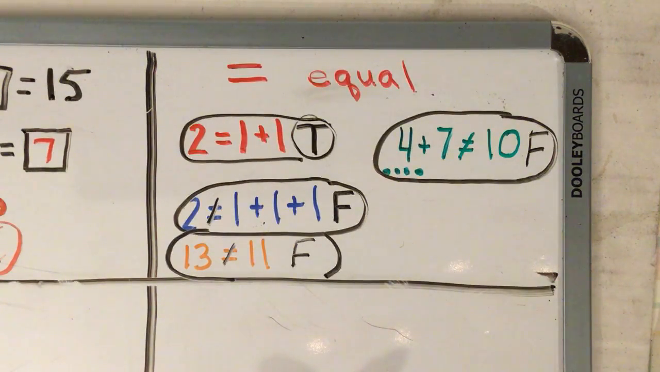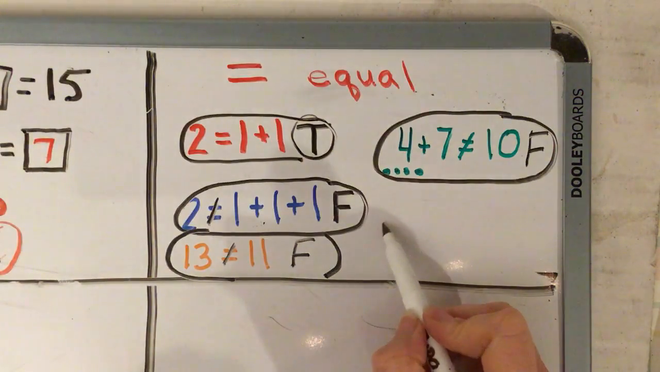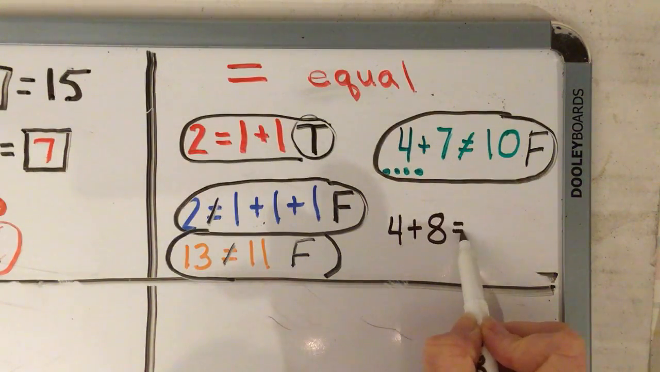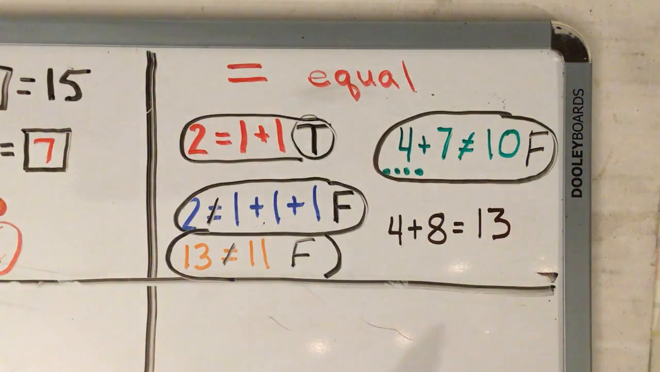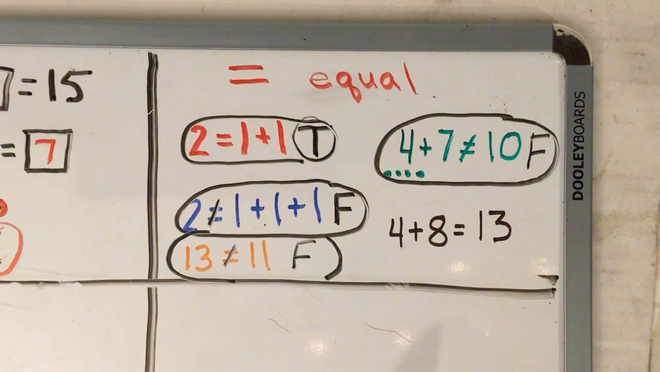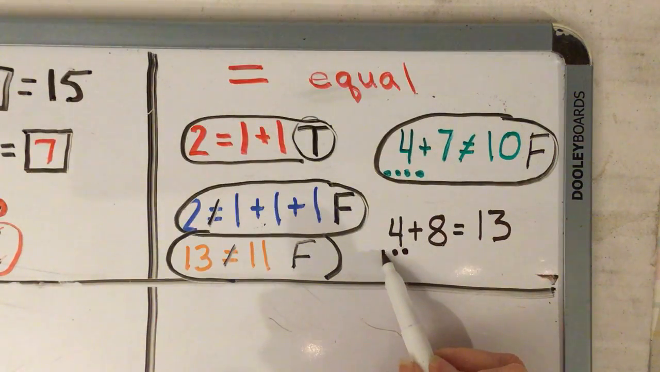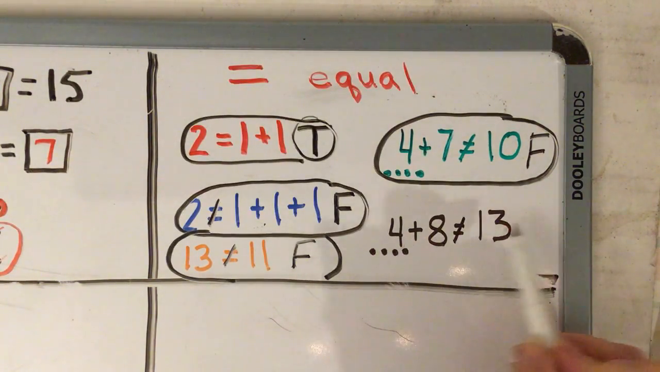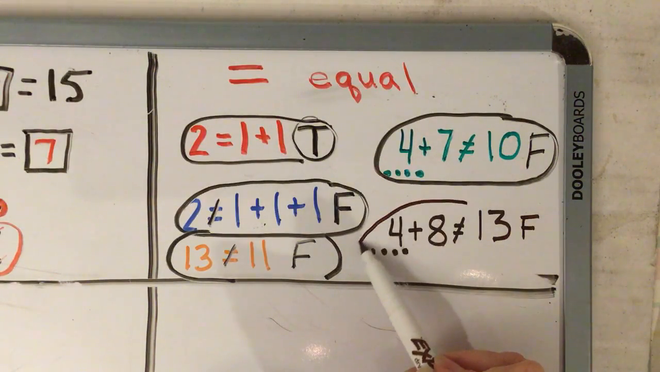What about 4 plus 8 equals 13. Is that true or false? Let's count on to find out. 8, 9, 10, 11, 12. 4 plus 8 is not equal 13. That's false. 4 plus 8 equals 12.